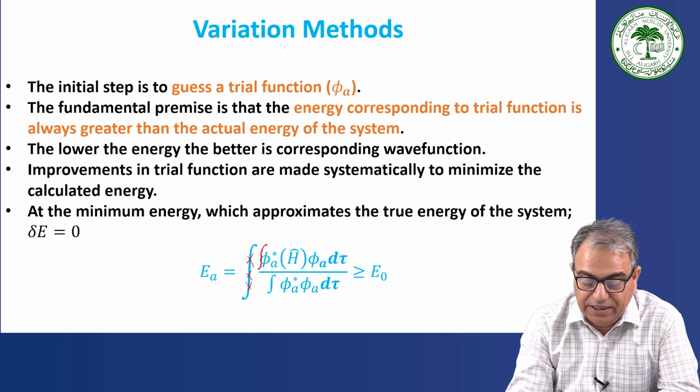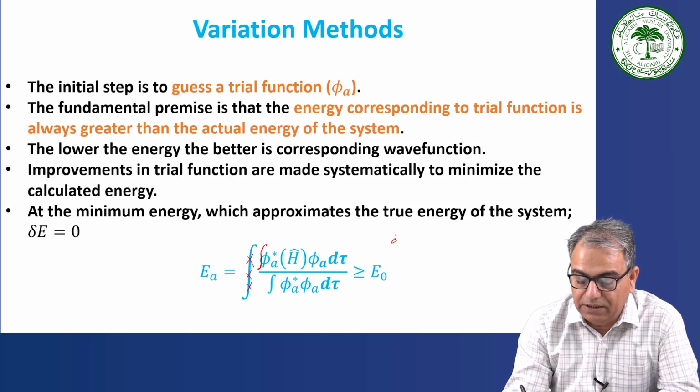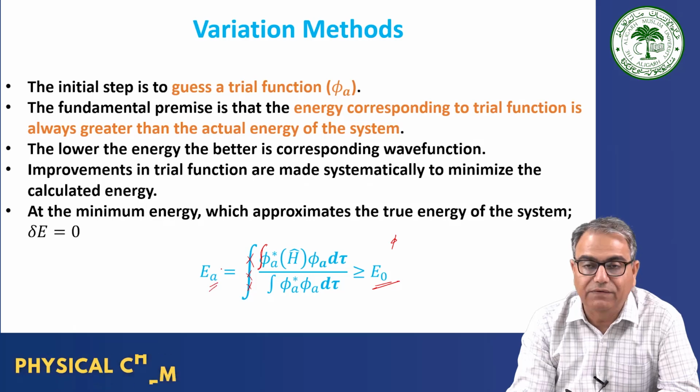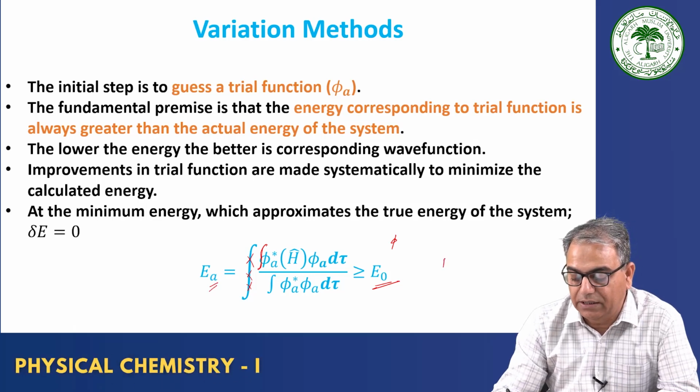Now, if your phi a is a trial function, which I have written earlier, phi a is the trial function, so this energy is always greater than the ground state energy. Whatever energy you obtain here, EA is always greater than the ground state energy, E naught. Okay.